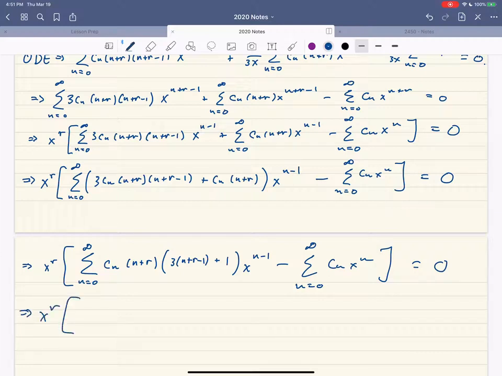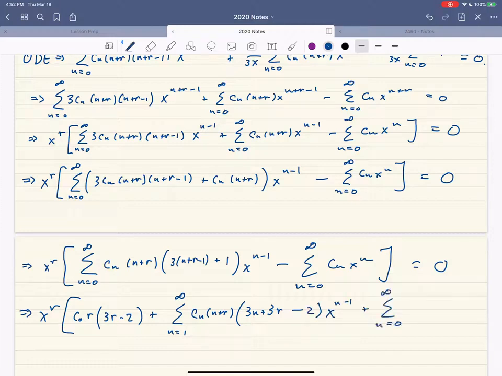So when we factor out the n equals 0 term, we're left with c0 times r times, if n is 0, the quantity 3r minus 3 plus 1, so 3r minus 2, and then plus the other part, the sum from n equals 1 to infinity of c sub n plus r times 3n plus 3r minus 3 plus 1 x to the n minus 1, and then plus the other sum, which we have not touched in a few steps now.